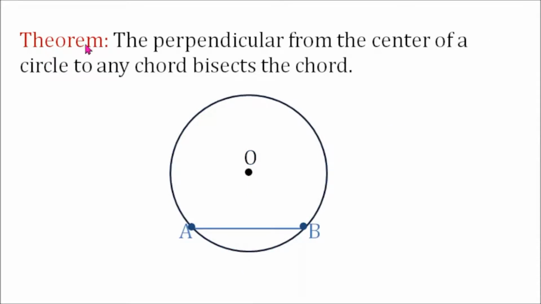This is another theorem. The perpendicular from the center of a circle to any chord bisects the chord. So if this is the perpendicular from the center of circle O to chord AB, this means PA equals PB.